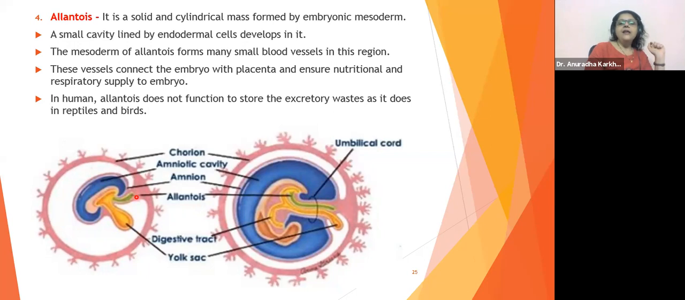In humans, allantois does not function to store excretory waste as it does in reptiles and birds. Reptiles and birds also develop allantois, but they store excretory waste. In humans, allantois is not going to keep any waste. It is going to transport it to the mother's blood, and the mother's blood is naturally undergoing the normal process of purification and circulation, and the kidneys of the mother are functional. So no waste will be stored in the allantois of humans, but in the allantois of birds and reptiles, excretory substances would be stored.